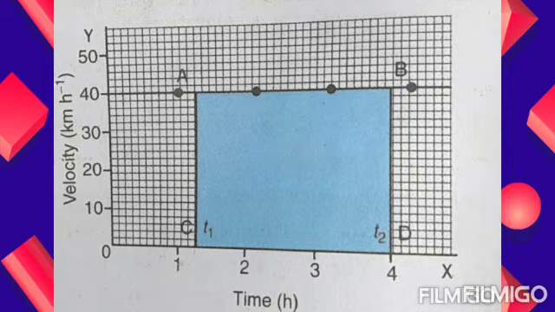Otherwise we can take BC into AB, like that also you can take. Okay, so you can take any two sides. Using this formula only we can calculate. So what's the formula? Area of a rectangle is L into B. So we can take these two sides and calculate from the velocity time graph.